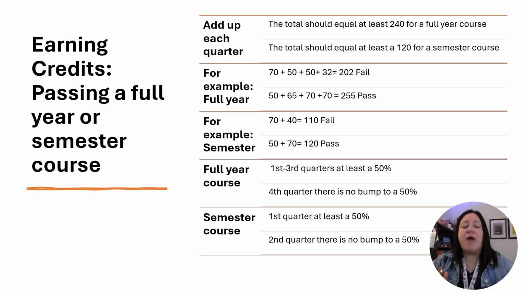For semester or half year classes, the first quarter you're in that class, there is that bump up to 50. So if your grade is below 50, it will go up to 50. But the second quarter or the fourth quarter, you get what you get. There is no bump to 50. So keep this in mind as well, because it's important to make sure you're on track to pass your classes and earn your credit.